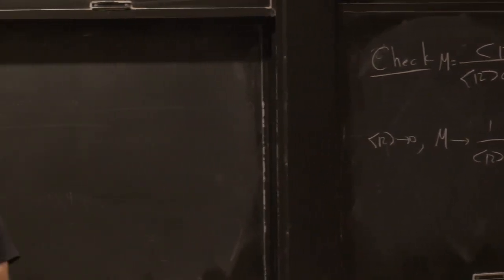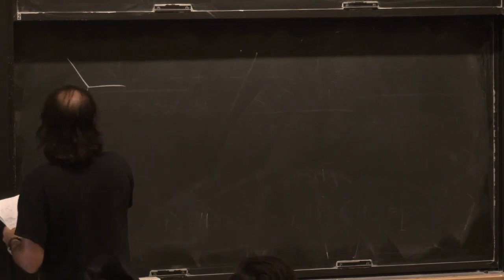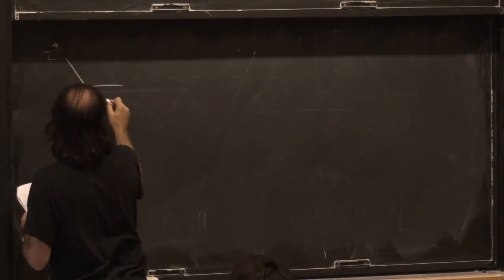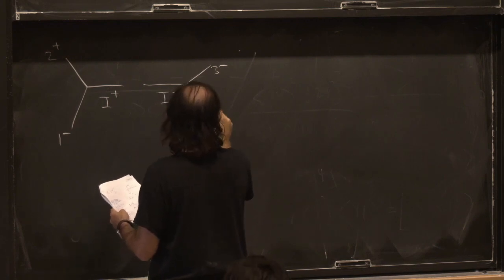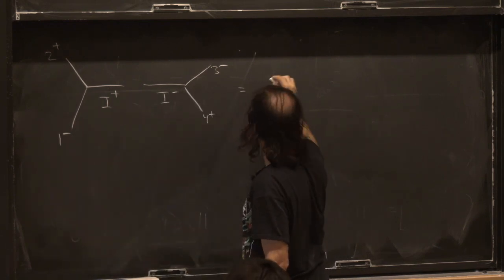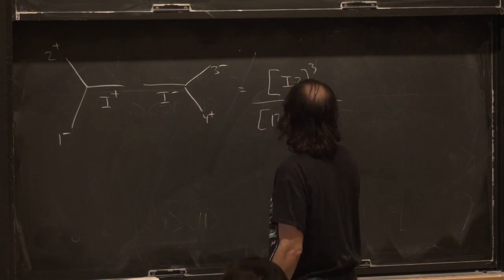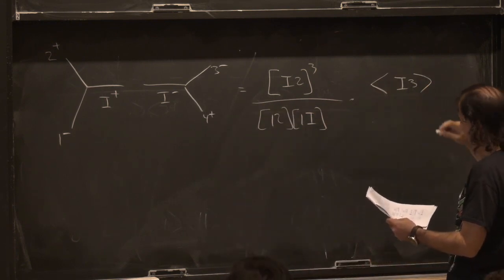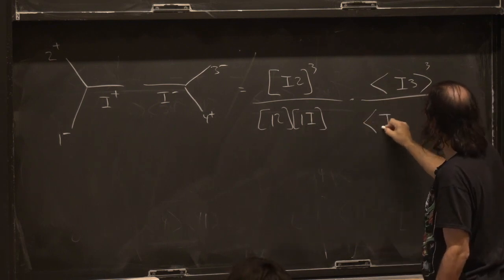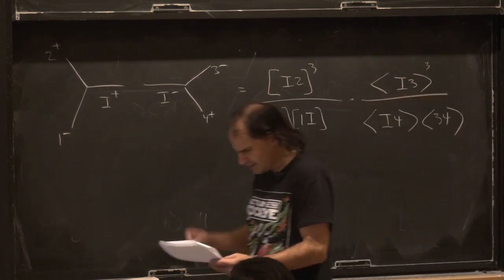These are the sort of manipulations that you have to get used to doing a little bit. So let's look at that factorization term. This product is equal to, on this side, my formula was [2I]³ over [12][1I], and on this side, the other one, [I3]³ over [I4][34]. I just multiplied the amplitudes on the left and the right.